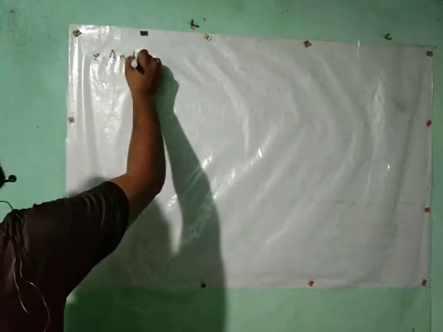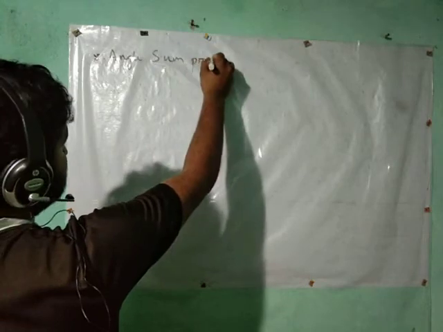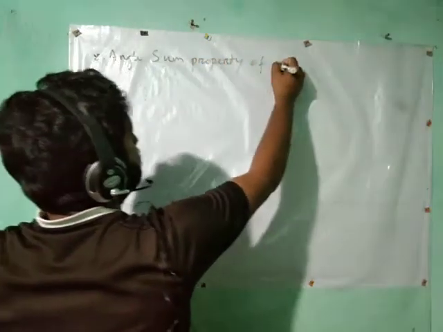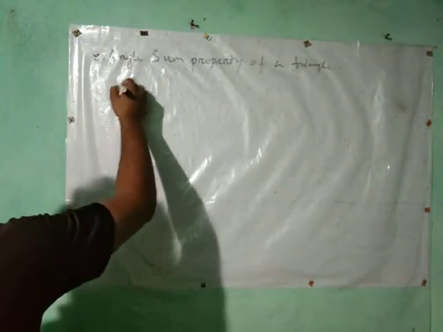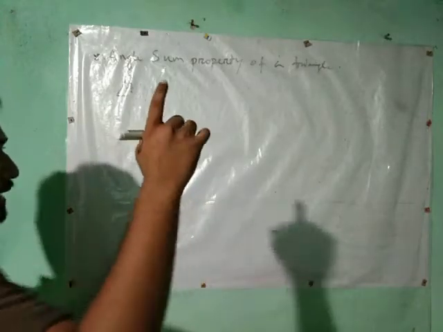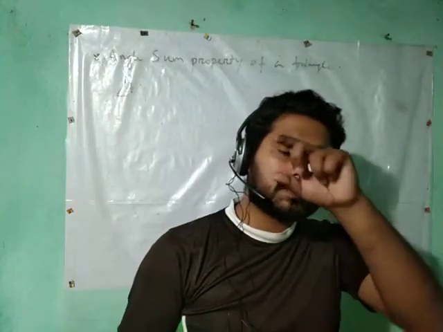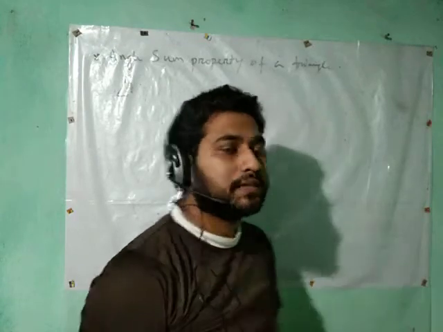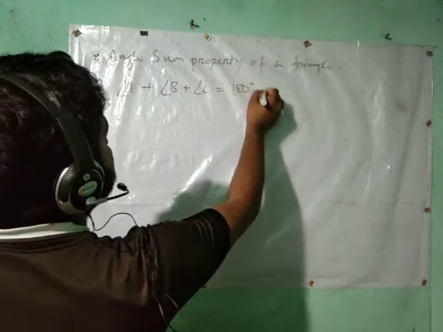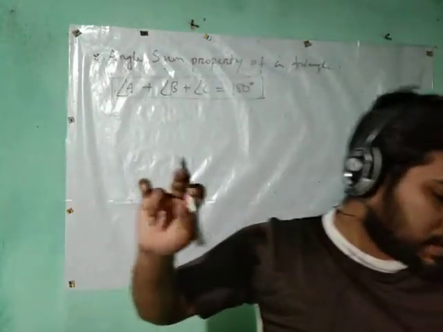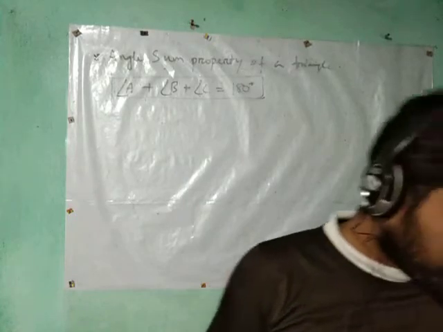Now the next property, number 2, is called the angle sum property of a triangle. According to this, if angle A, angle B and angle C are the three interior angles in a triangle, then angle A plus angle B plus angle C equals 180 degrees. It must be true; it has to be so. Now using this concept we have to solve a few questions.